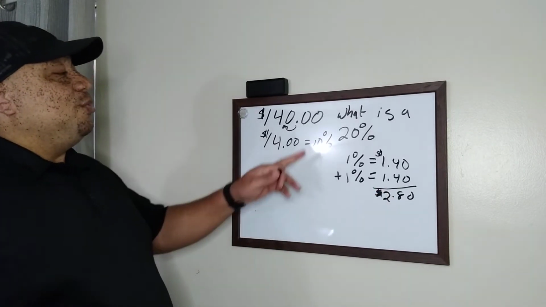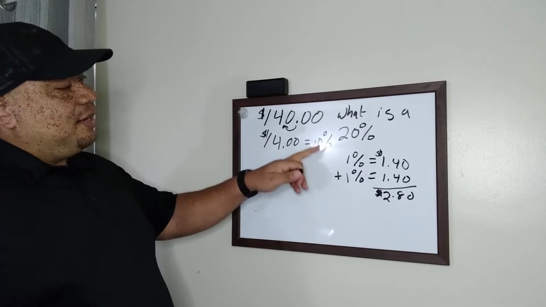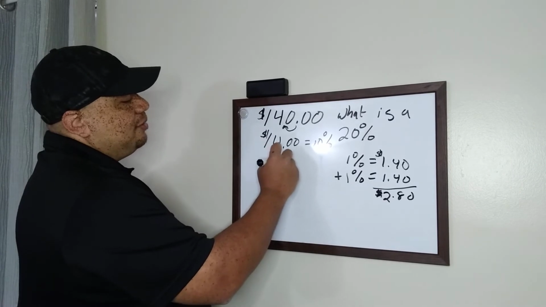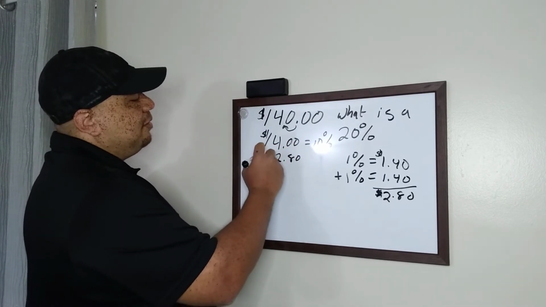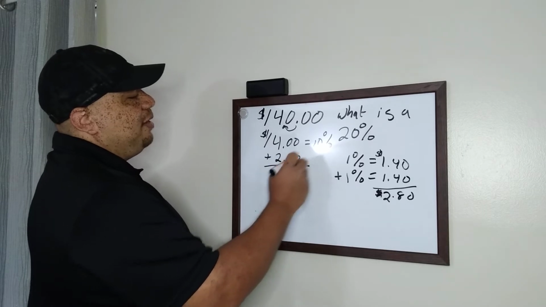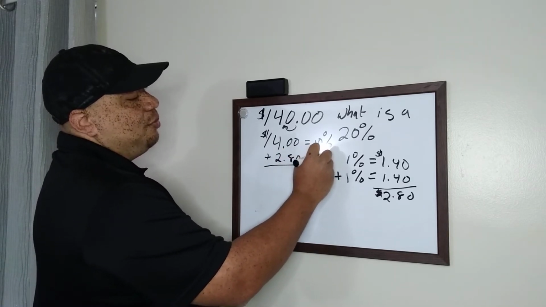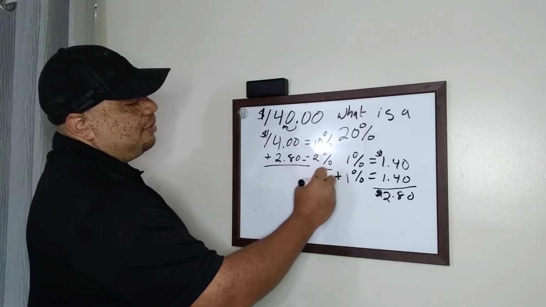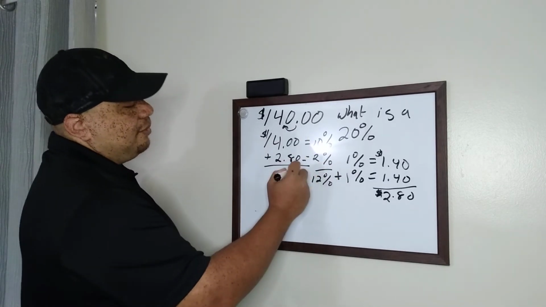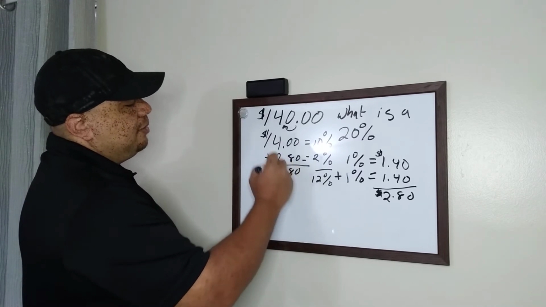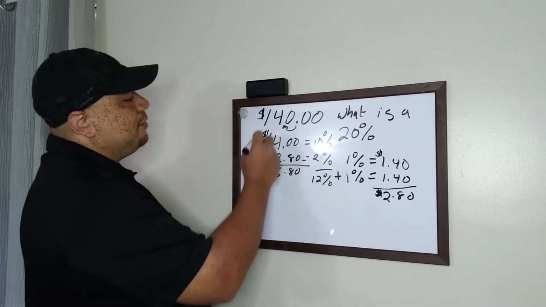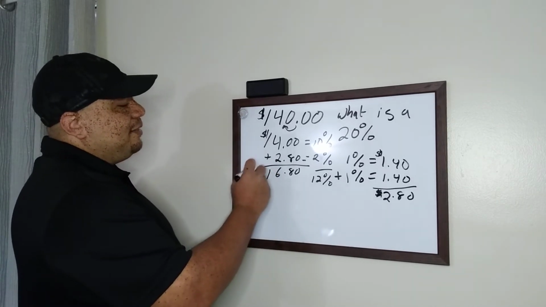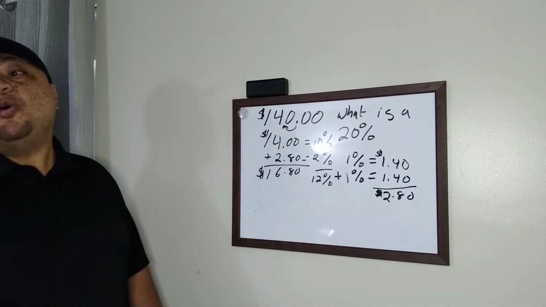So to get 12%, you would add 10 plus 1 plus 1. So it'll be $2.80. So if we add that, I'm putting the 2% over here so you remember what it is. That's 12%, right? 10 plus 2 is 12%. Okay. 4 plus 2 is 6. Okay. So this $16.80 is 12%.